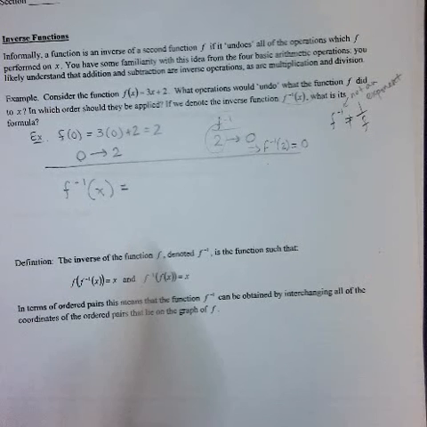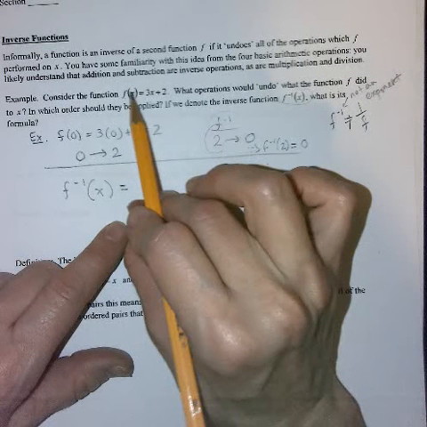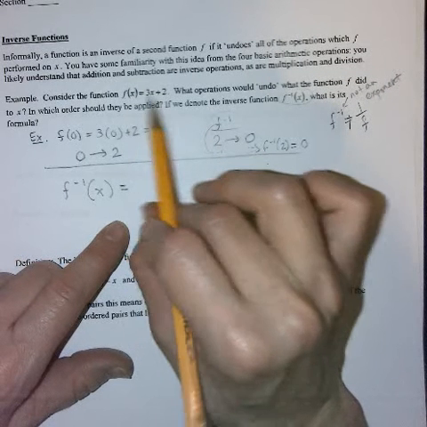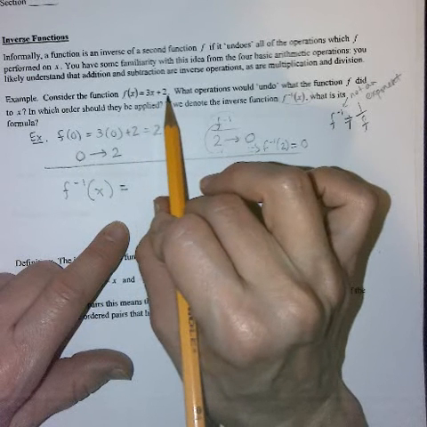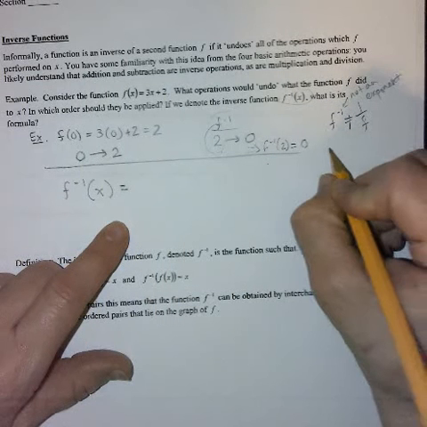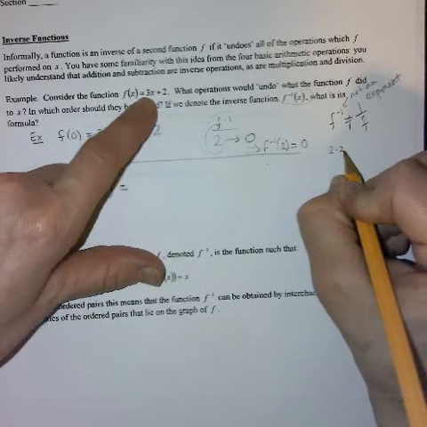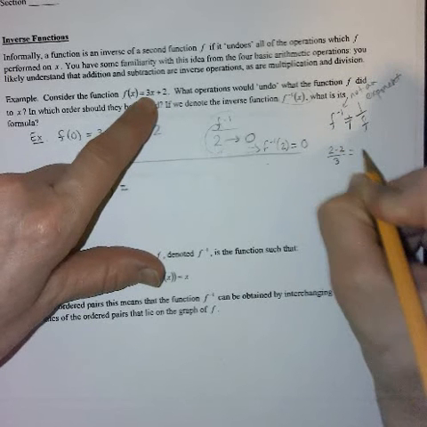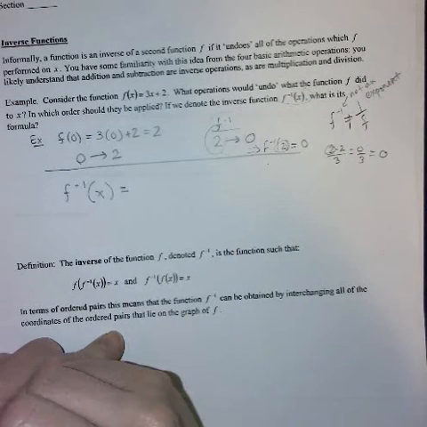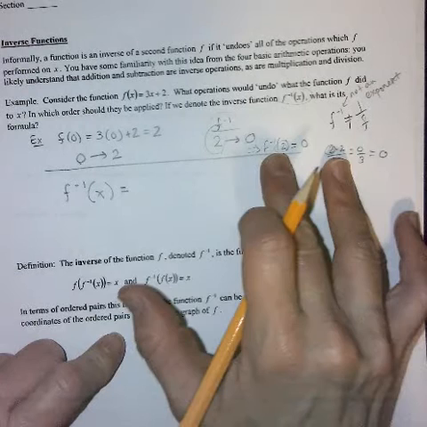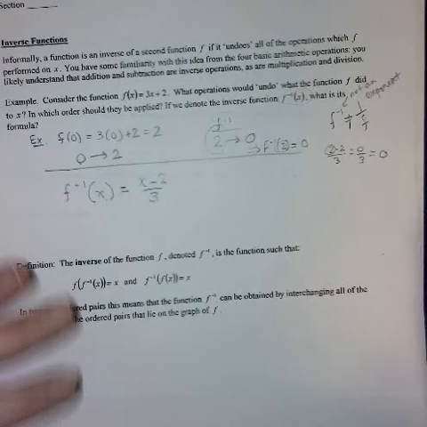So think about this 2. What would you have to do to get back to 0? Well, since when we plugged in 0, we multiplied by 3 and added 2, we're just going to reverse that. So it would be 2, and then we would take away the 2, and then we would divide by 3. That would give us our 0. Now just use a placeholder in place of this. Instead of doing it for a specific 2, do it for x: x minus 2 over 3. And now this is the true inverse.